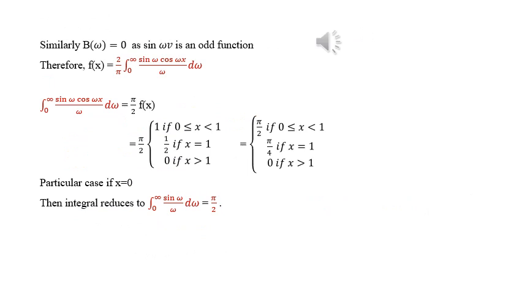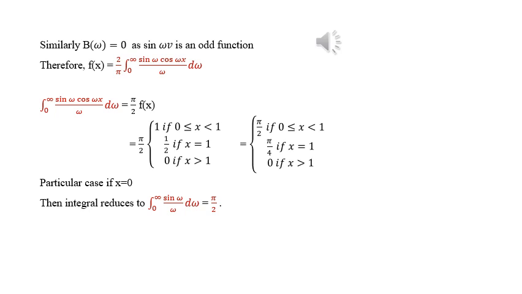Now coming to b of omega, it will become 0. Why? Because 1 by pi integral -1 to 1, 1 into sin omega v dv, and sin omega v is an odd function. As we saw in the property written in slide number 10, integral minus a to a f of x dx is equal to 0 if f of x is odd. So since sin is an odd function, b of omega becomes 0. Therefore the final answer becomes f of x is equal to 2 by pi integral 0 to infinity sin omega cos omega x divided by omega d omega.